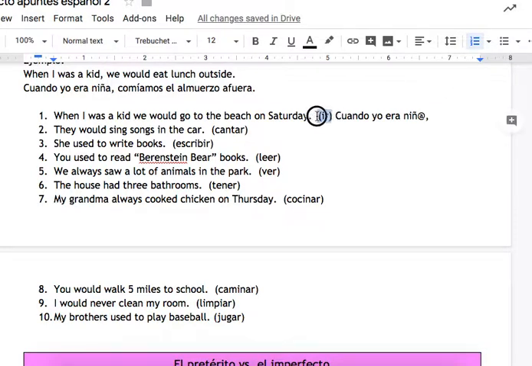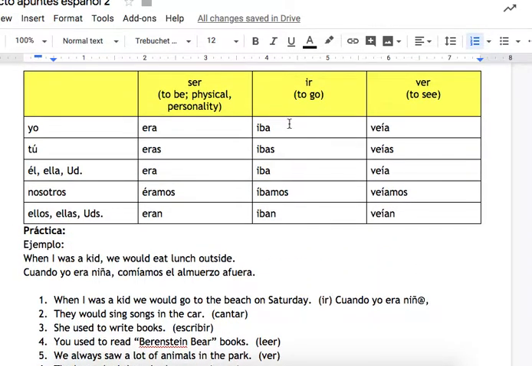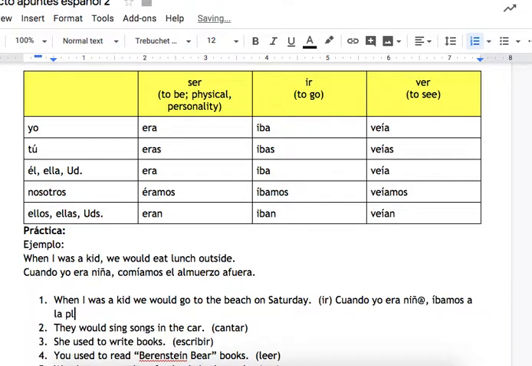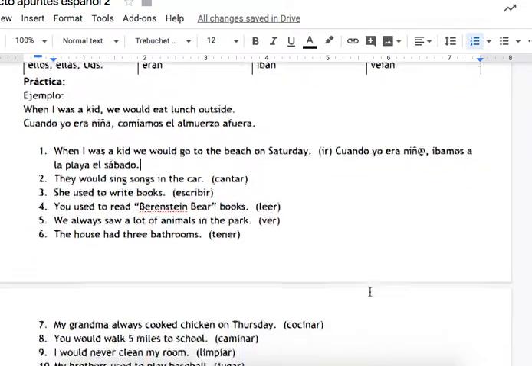The verb is ir, which I remember is on the irregular. So I need to look over here, and it's íbamos because it's we. Cuando yo era niño, íbamos a la playa el sábado, on Saturday. Okay, next one.